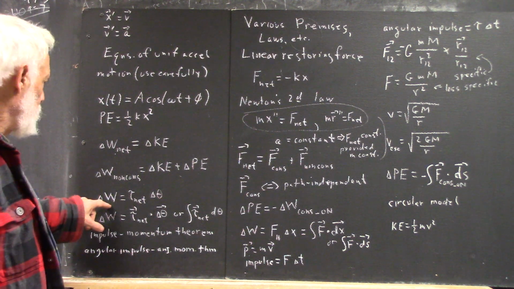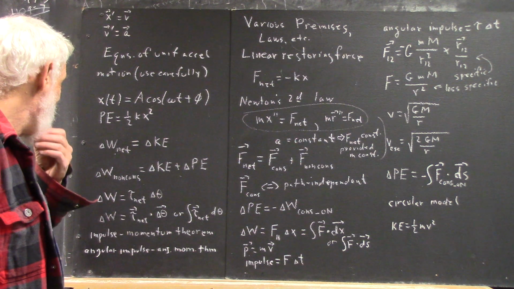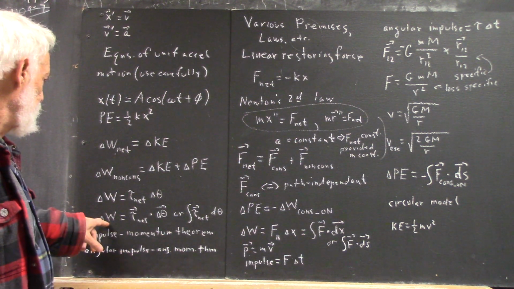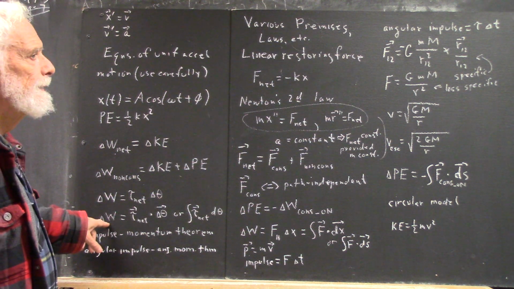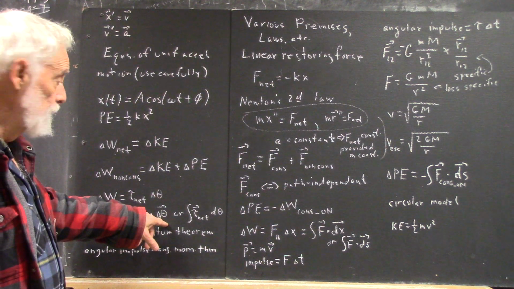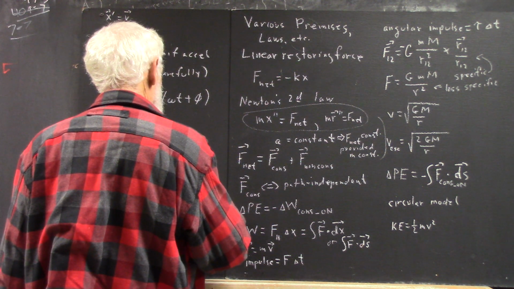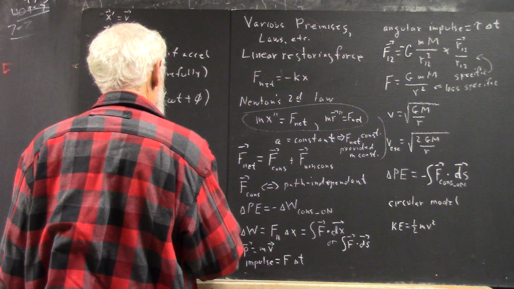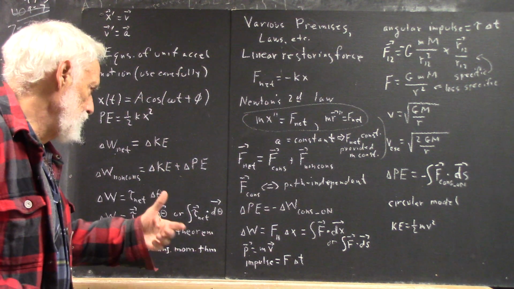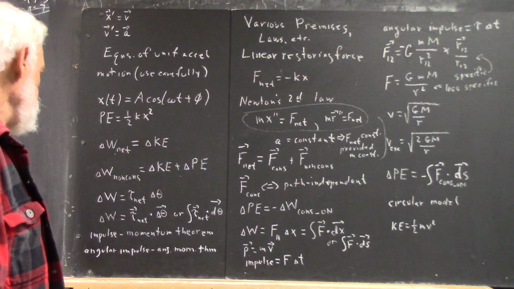And then you have work done is tau net delta theta, and more precisely, it's the dot product of tau net vector with the delta theta vector, or the integral of tau net with respect to theta, your angular displacement vector.